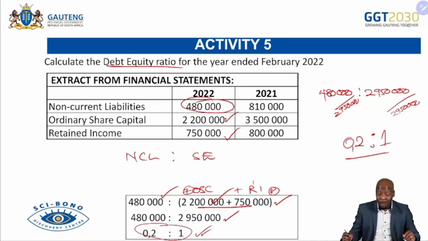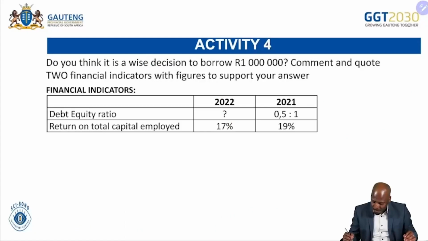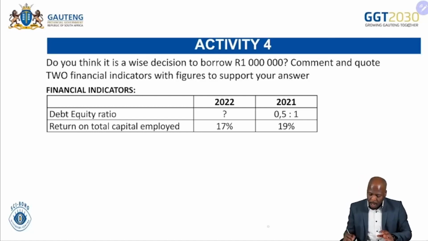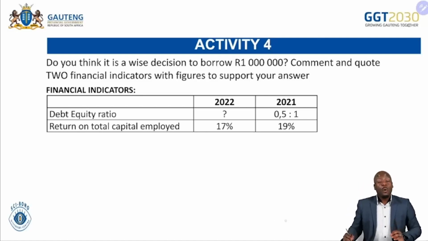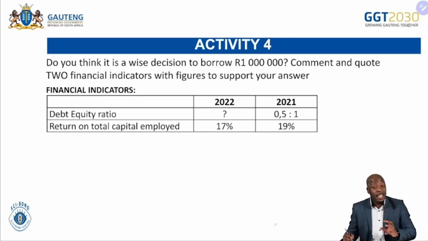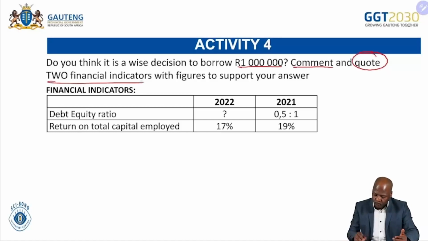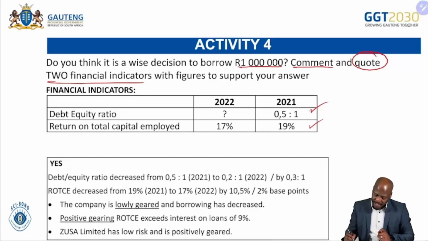Now, I want us to quickly move on to the next aspect because we are now behind time. Do you think it was a wise decision to borrow the 1 million? Comment and quote 2 financial indicators with figures to support your answer. Remember, guys, what the examiner is asking is what we must give if we're to make it. They want us to talk about the idea of borrowing the 1 million, and then we must comment and we must quote 2 financial indicators with figures. So what do we have? We have the debt equity ratio as well as the return on total capital employed. Was it a wise decision?